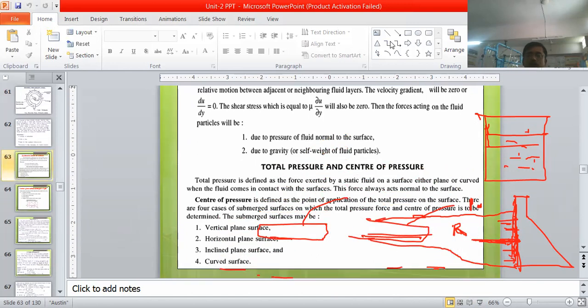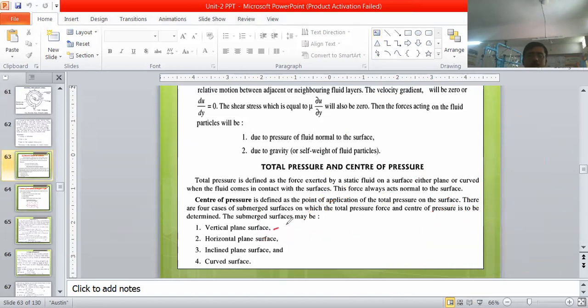So, just now I have talked about these four cases. Horizontal plane surface. The surface can be either a plane surface or a curved surface. These are the two types of surfaces. But the plane surface can be a vertical plane surface, a horizontal plane surface, or an inclined plane surface, depending upon the direction.